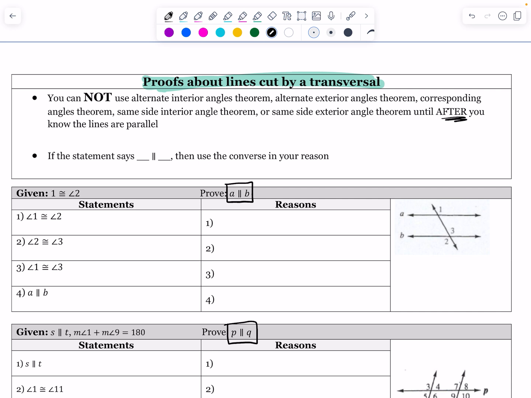If the statement says blank is parallel to blank, you're going to use the converse, which we're going to abbreviate to CONV, in your proof. Okay? You thought we were done with proofs. We're not. I know y'all are so excited. I know you're smiling. I know you're just trying to contain your enthusiasm watching this video, okay?